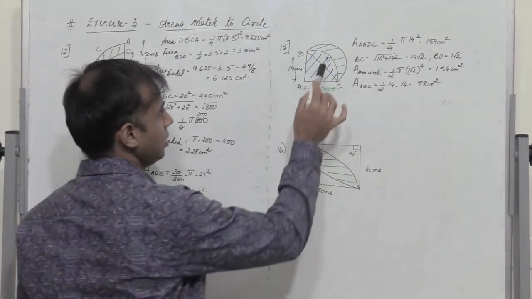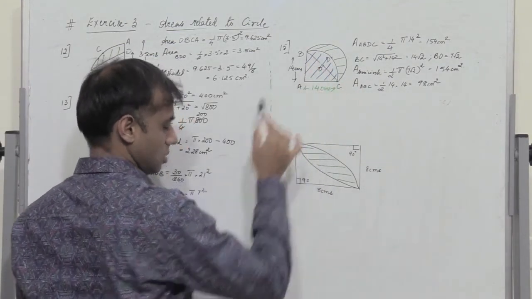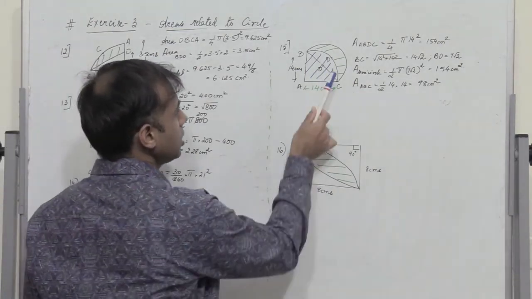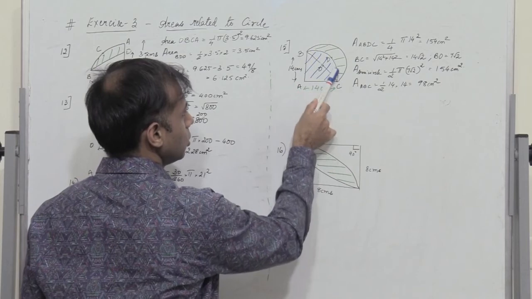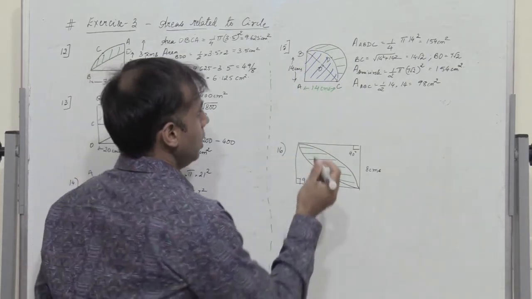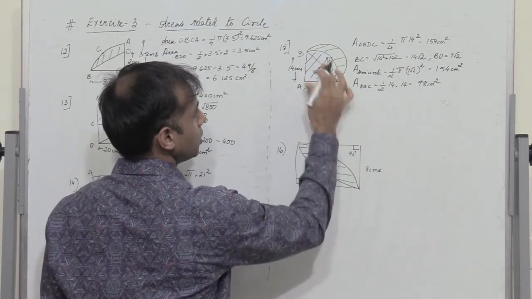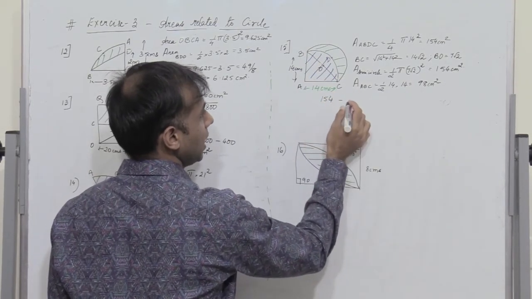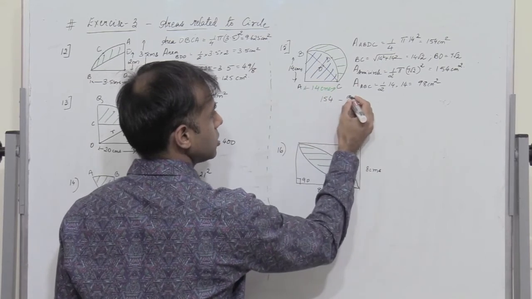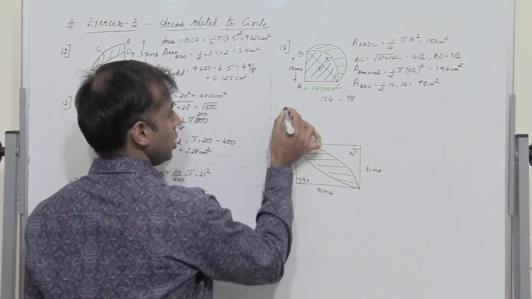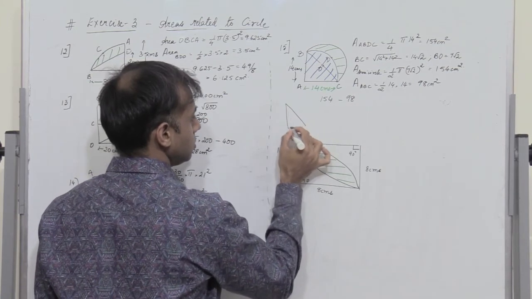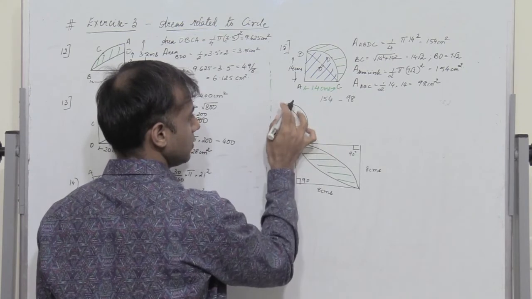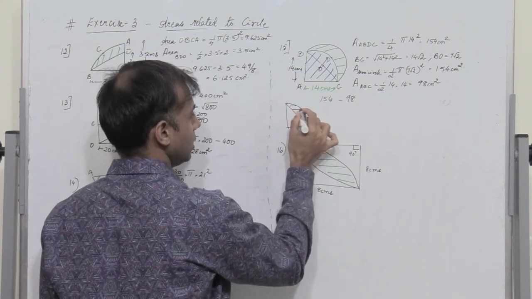So now to find the area of this region which is shaded in green, let us first try to find the area of this region. If I subtract the area of the triangle, which is 98, from the area of the quarter circle, which is 154, I get this region. So from the area of the quarter circle I have subtracted the triangle region, so I get this.